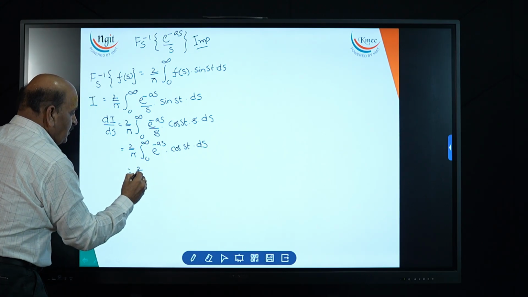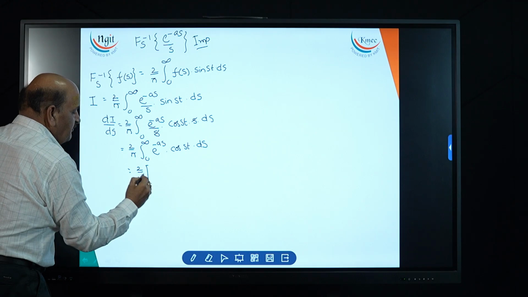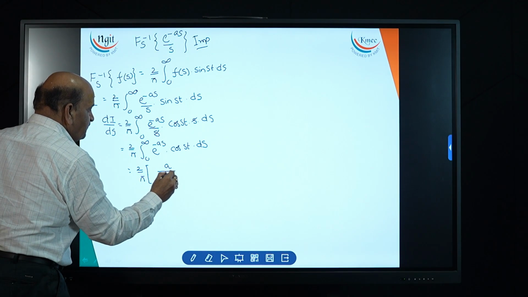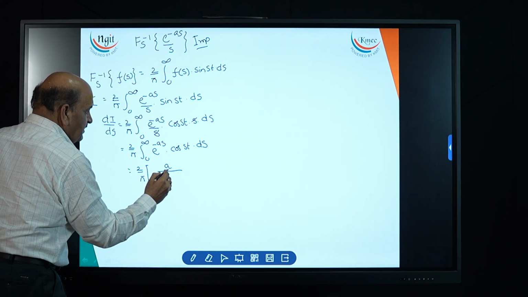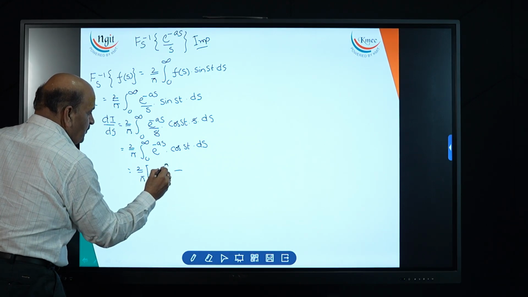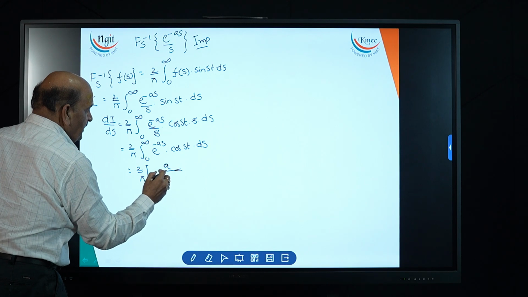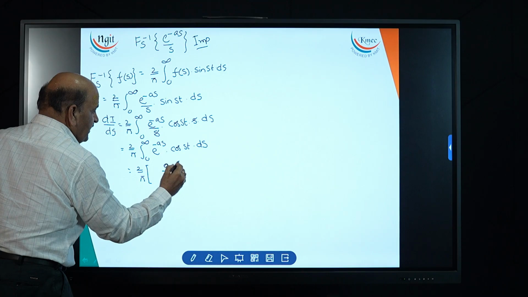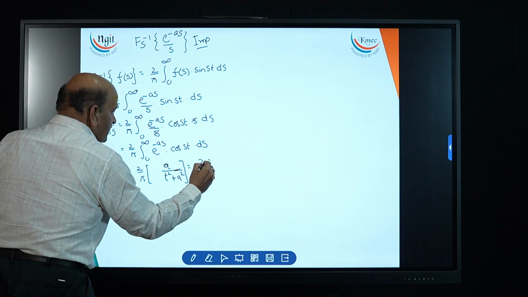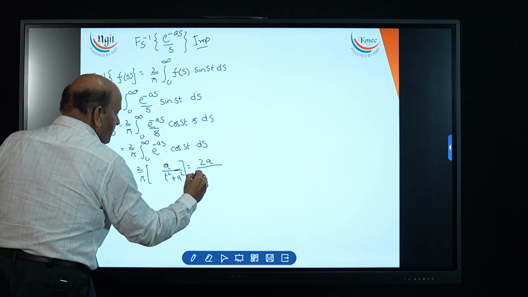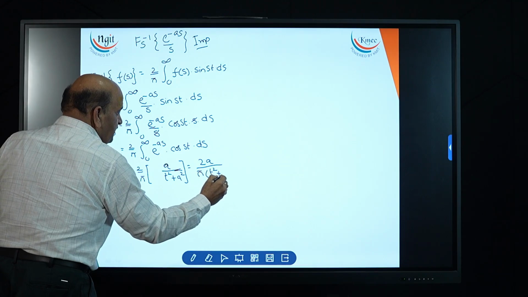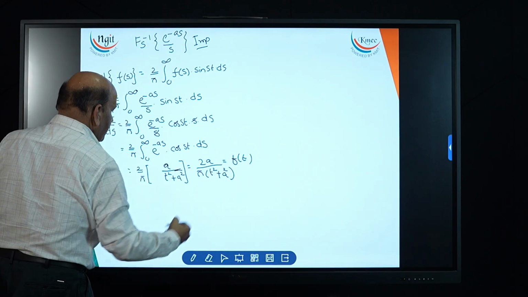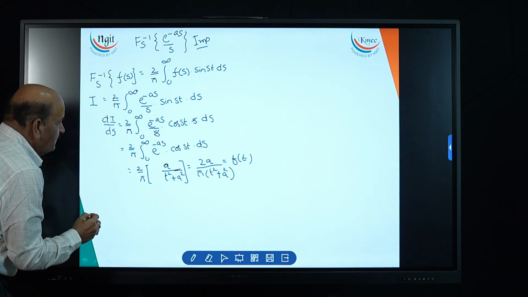Now its value is equal to 2 by pi of a by t square plus a square, with respect to s. This will become a by t square plus a square, or this is equal to 2a by pi times t square plus a square. This is f of t. But what we got?